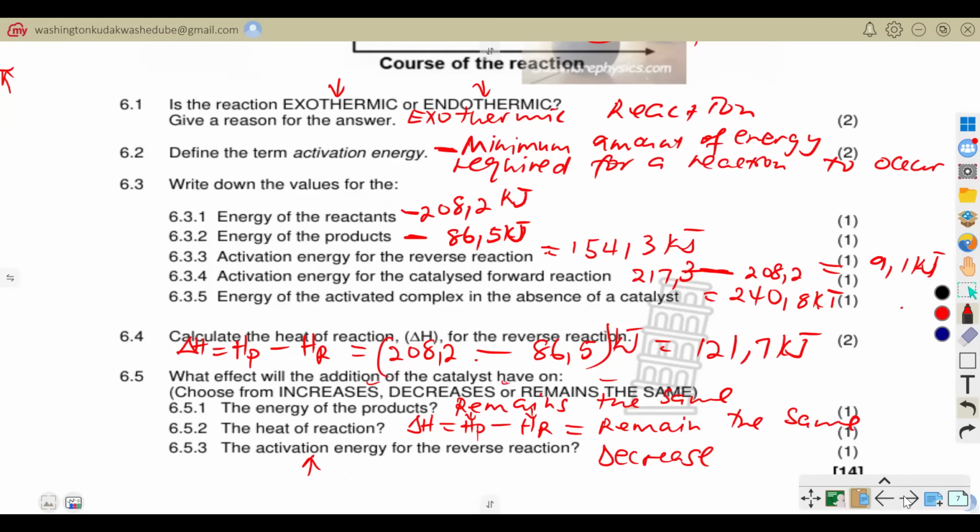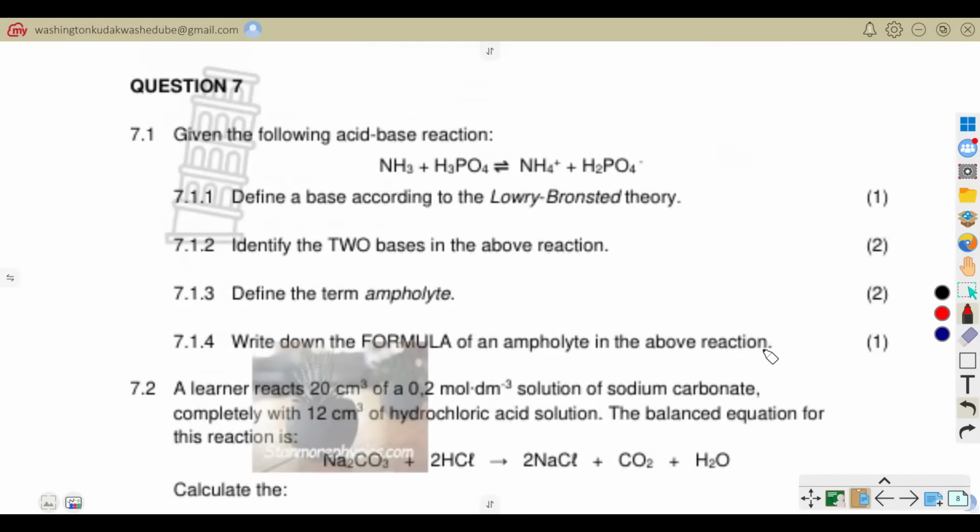Now let's go to question number 7, which is the final question of our question paper. Wow. Let's do this, guys. Let's just finish up. Given the following acid-base reaction, which is ammonia reacting with phosphoric acid to form ammonium and dihydrogen phosphate. Now they say, define a base according to the Lowry-Bronsted theory.